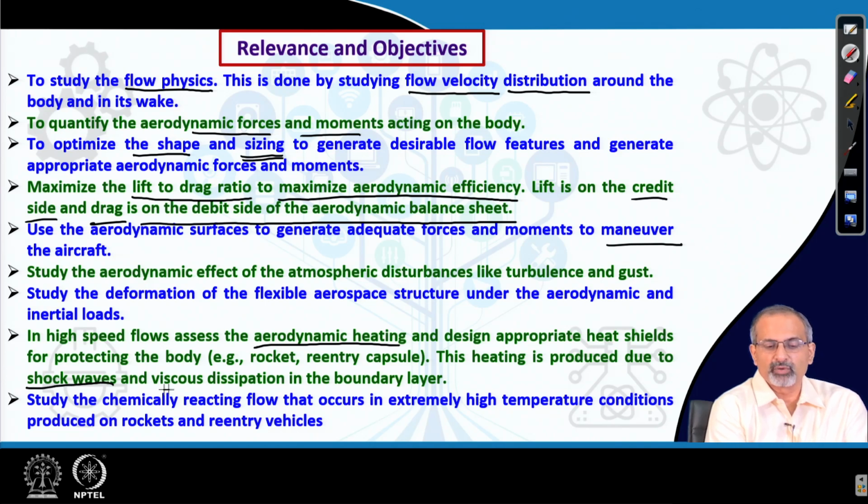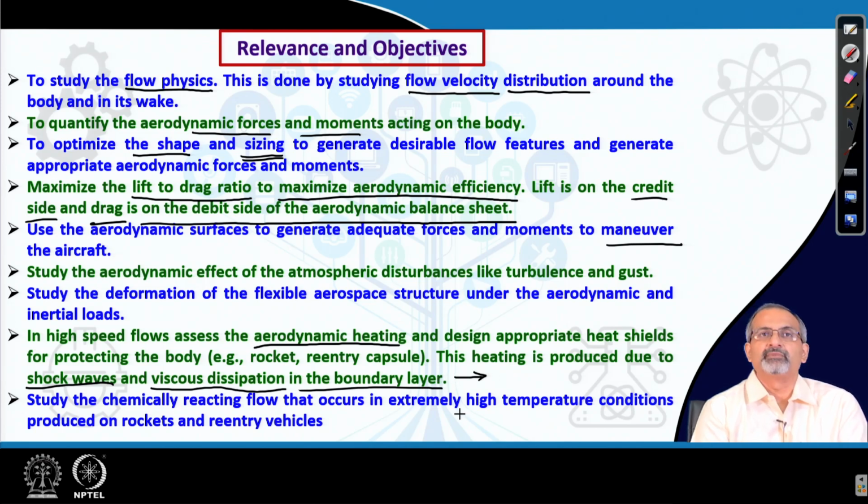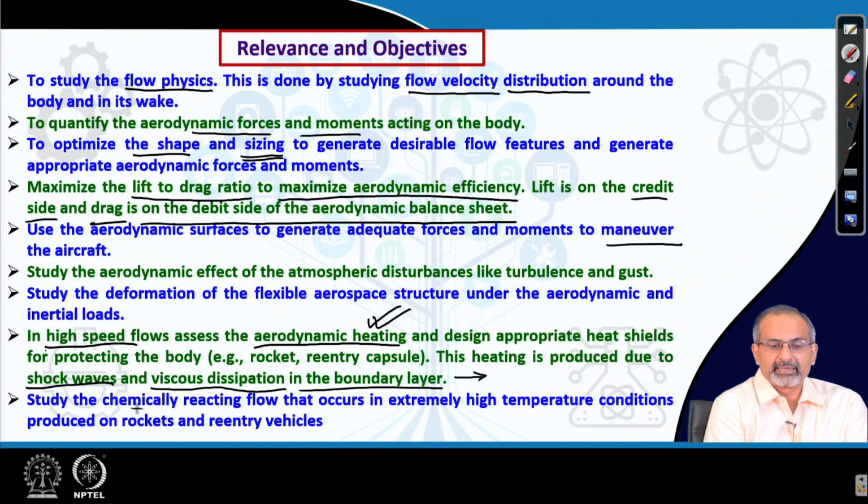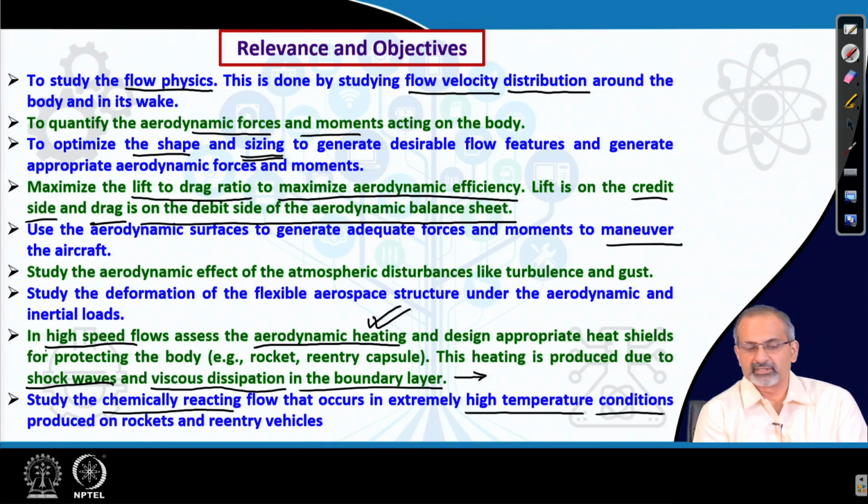There are shock waves and very high viscous dissipation in the boundary layer, about which we will discuss later in some lectures. So, aerodynamic heating is a major issue at high speeds. That is all that we need to understand at this point. High speeds can make the flow chemically react, and the extremely high temperature conditions produced on rockets and re-entry vehicles lead to chemically reacting flow, which also has to be taken into account.